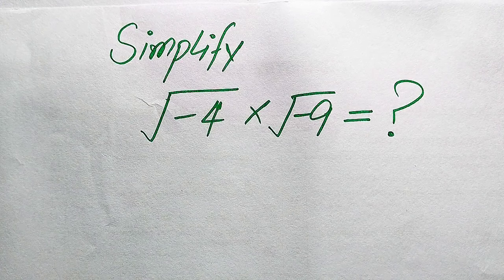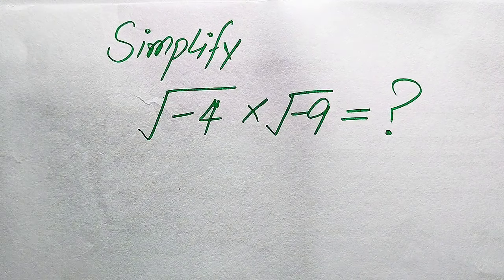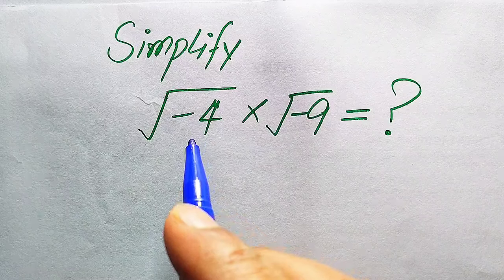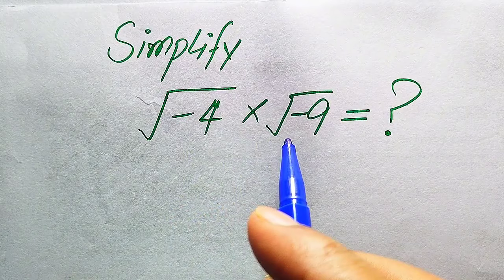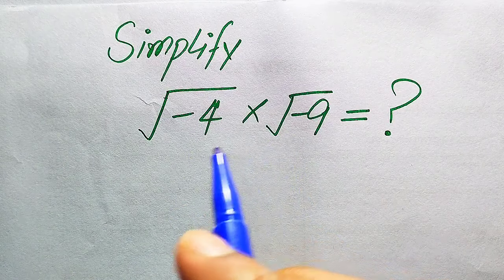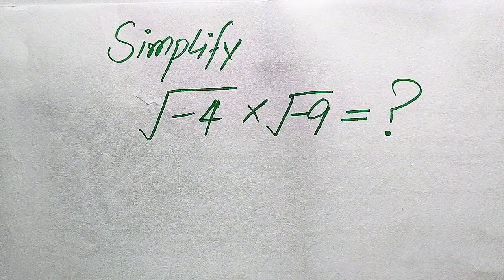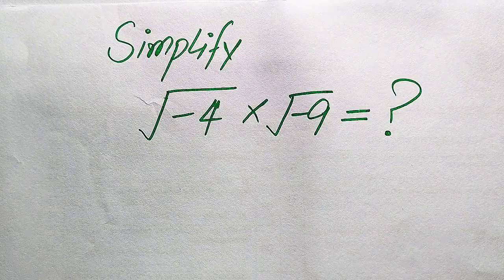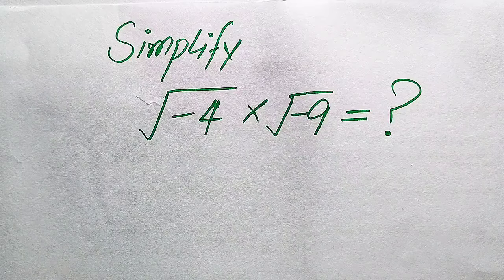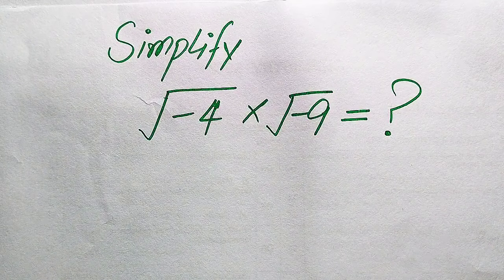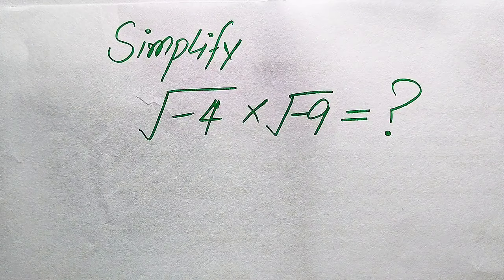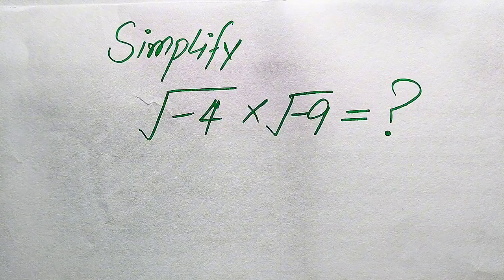Hello everyone, how do we simplify this algebraic expression if we have the square root of minus 4 multiplied by the square root of minus 9? We write this algebraic expression in simplified form, but a calculator is not allowed in this problem. I hope you like this method, but if you have any other method in mind, please don't hesitate to write it in the comment section.